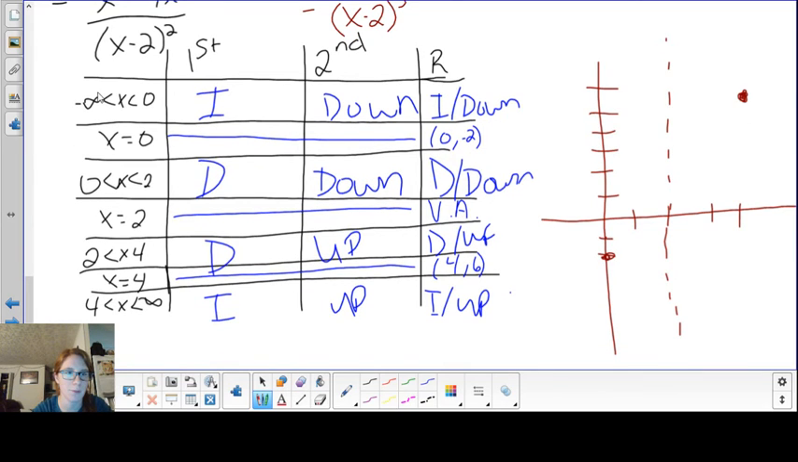Okay, so from -infinity to 0, we are increasing, but we are concave down. From 0 to 2, we are decreasing and concave down, so we are an upside down parabola. From 2 to 4, we're decreasing, but we're concave up, which means our y values are getting smaller, but we're still kind of that up parabola like we talked about. And then from 4 on, we are increasing and up. So we have 2 sets of parabolas here on this one.